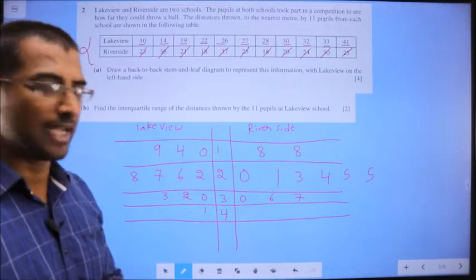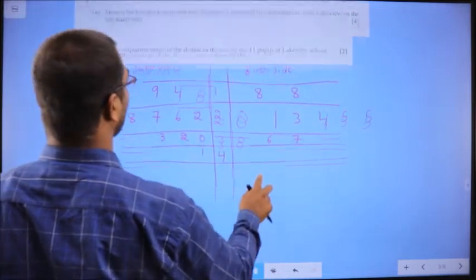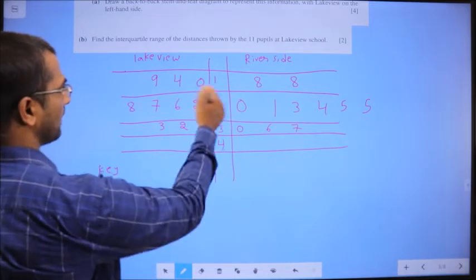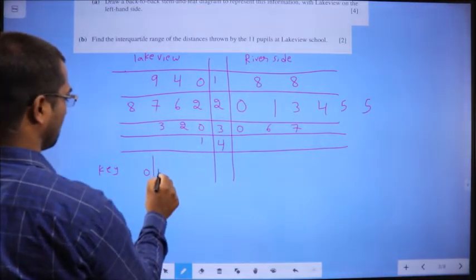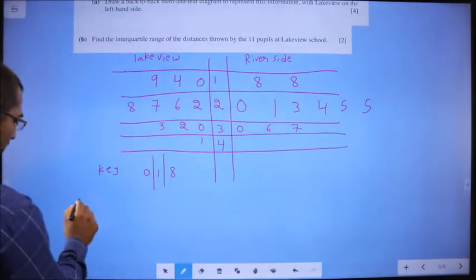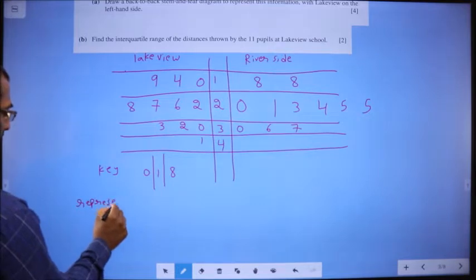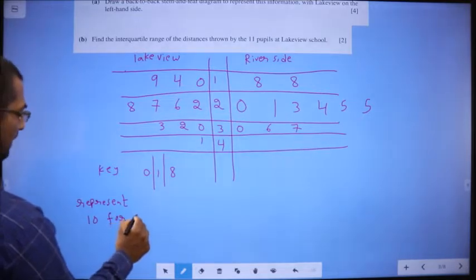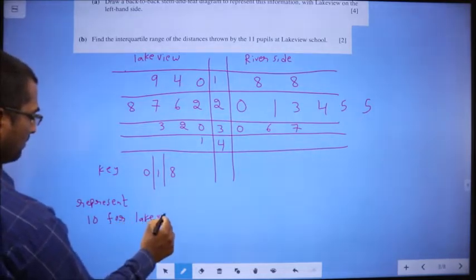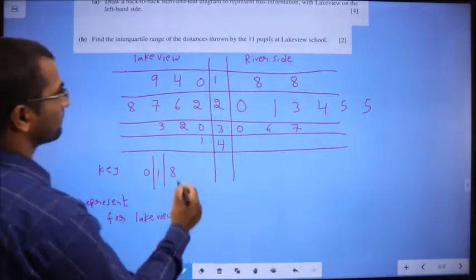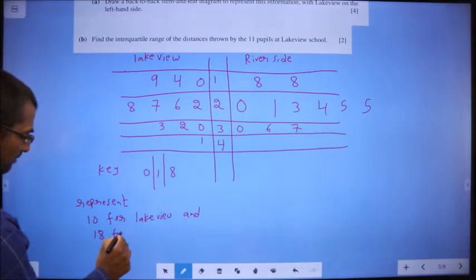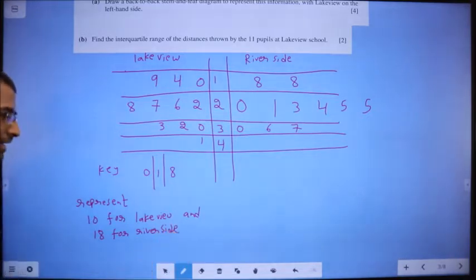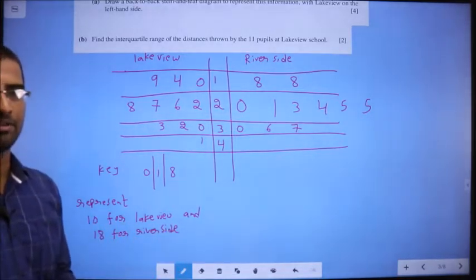More important, we should write the key. The key is, if I take this 0, 1, 8, it represents 10 for Lakeview and 18 for Riverside. A key should be written for every stem and leaf diagram.